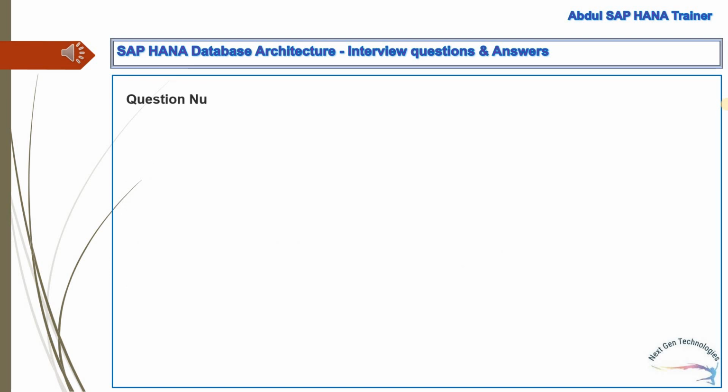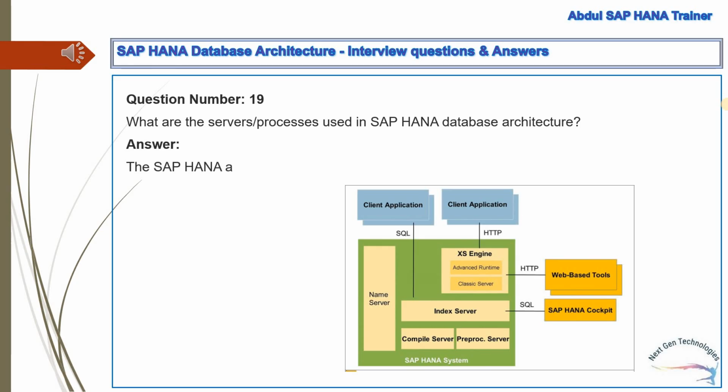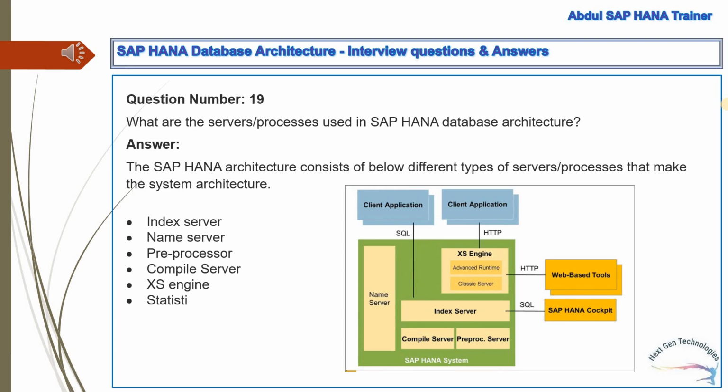Question number 19. What are the servers or processes used in SAP HANA database architecture? Answer. The SAP HANA architecture consists of the below different types of servers or processes that make up the system architecture: index server, name server, preprocessor, compile server, access engine, statistics server.